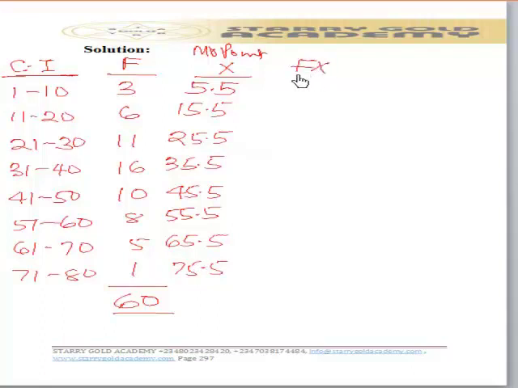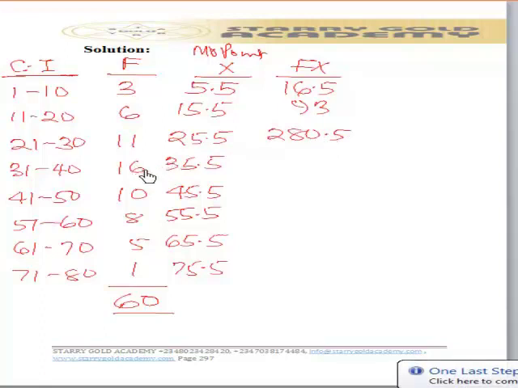So the next thing is just to get a column for fx as usual, and that's f times x. For f times x, we have 3 times 5.5. This will give us 16.5. We have 6 times 15.5. This is 93. 11 times 25.5, that's 280.5.